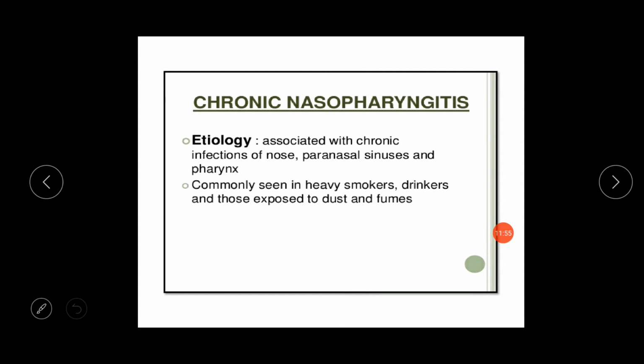Chronic nasopharyngitis. It is usually associated with chronic infection of the nose, paranasal sinuses and pharynx. Whenever the patient has chronic foci of infection in the nasal cavity, in the sinuses or in the pharyngeal area, like the palatine tonsil, those patients can develop chronic nasopharyngitis from the foci of infection. Usually more commonly seen in heavy smokers, drinkers and those exposed to dust and fumes in occupational exposures.